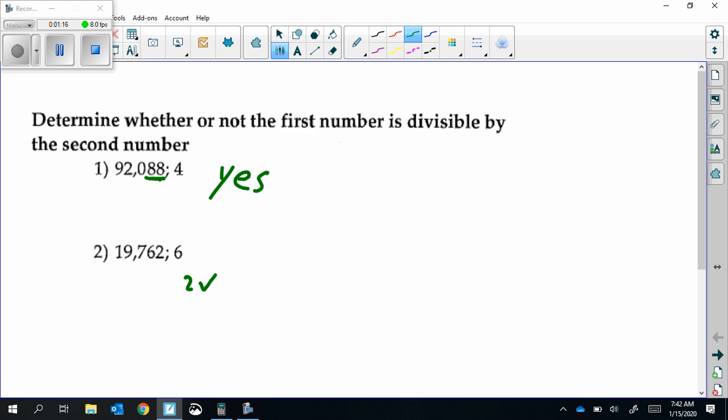Also has to be divisible by 3. The rule for 3 is that you add up all of those digits, 1 plus 9 plus 7 plus 6 plus 2. That's 10, 17, 23, 24, 25. Is 25 divisible by 3? No. So since it's not divisible by 3, it is not divisible by 6. For 6, it has to be a yes to both the 2 and the 3 rule.